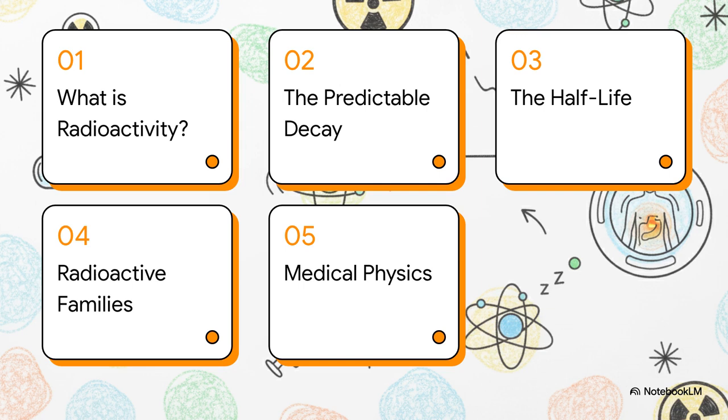So, to figure that out, here's our game plan. We'll start with the basics. What even is radioactivity? Then we'll see how something that seems totally random is actually super predictable. We'll get into its master clock, the half-life, trace a few radioactive family trees, and then, this is the best part, we'll see how all this theory is put to work saving lives in a hospital.